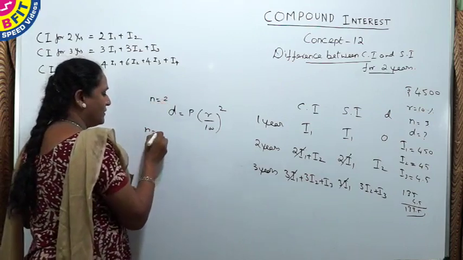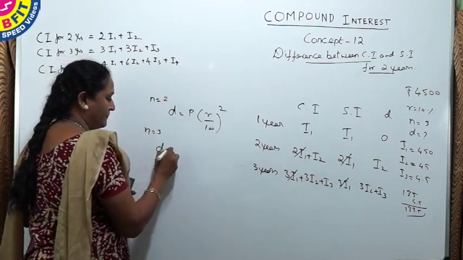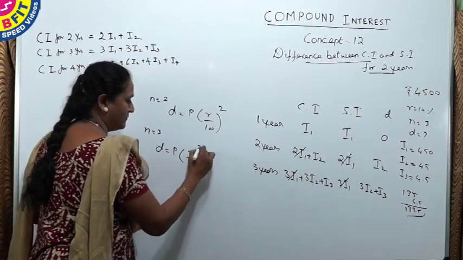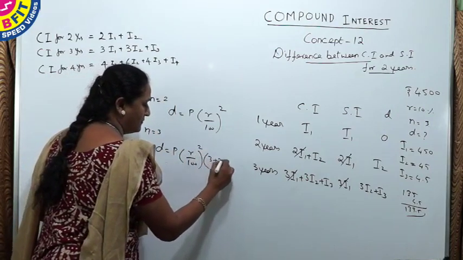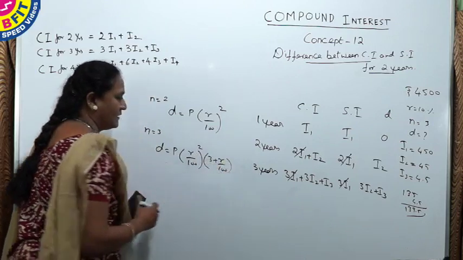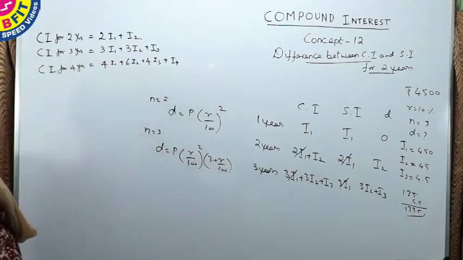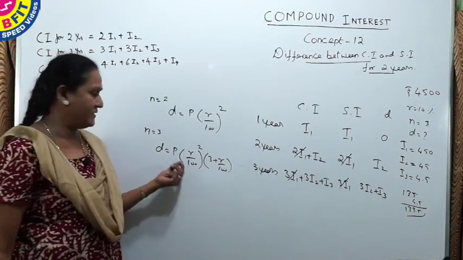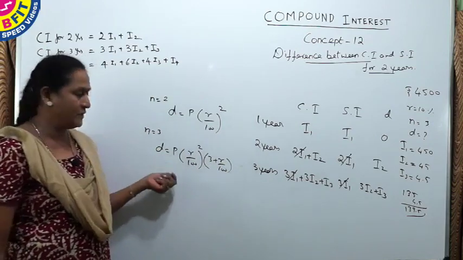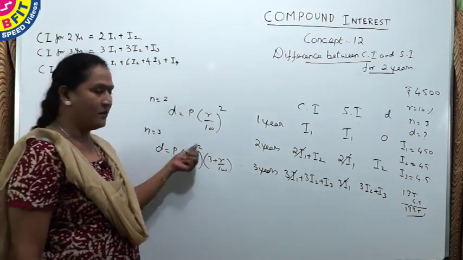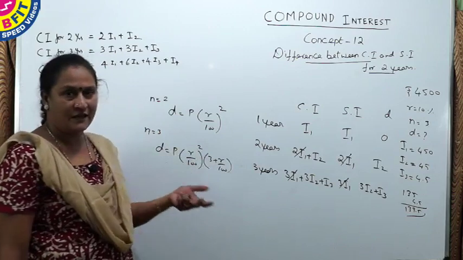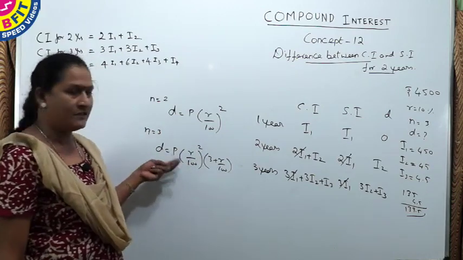and when they ask for 3 years, the difference formula is this: the difference between compound interest and simple interest is P into (R by 100) the whole square into (3 plus R by 100). So working all this, we can get the difference between CI and SI for 3 years.